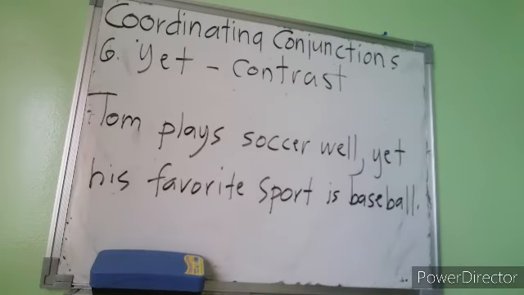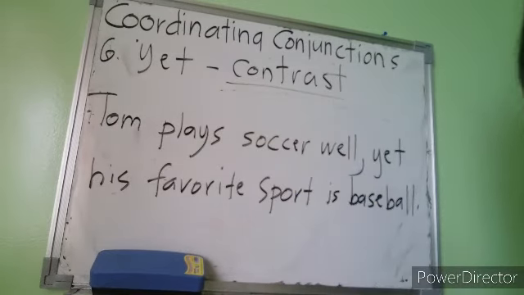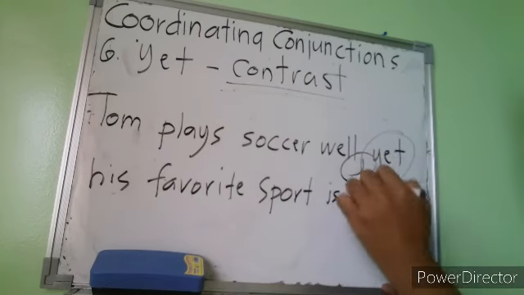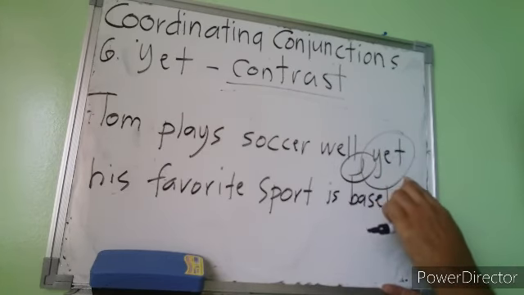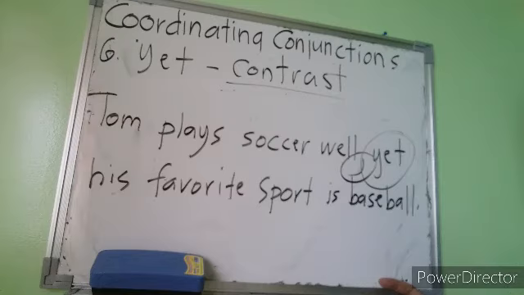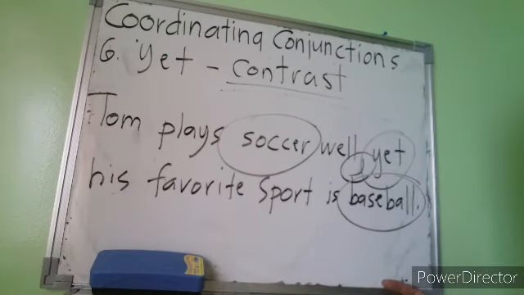So here is an example of the coordinating conjunction yet. So yet means contrast, so it's similar to but. Okay, so the example here is Tom plays soccer well, yet his favorite sport is baseball. So your coordinating conjunction here is yet, and then there is a comma here, don't forget it. So Tom plays soccer well, but his favorite sport is baseball. So they are contrasting ideas. So soccer and then baseball. Got it?